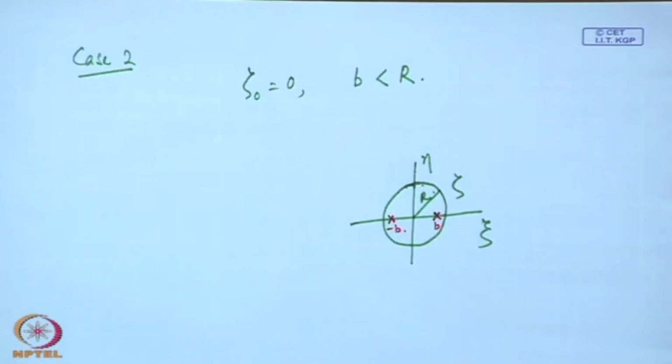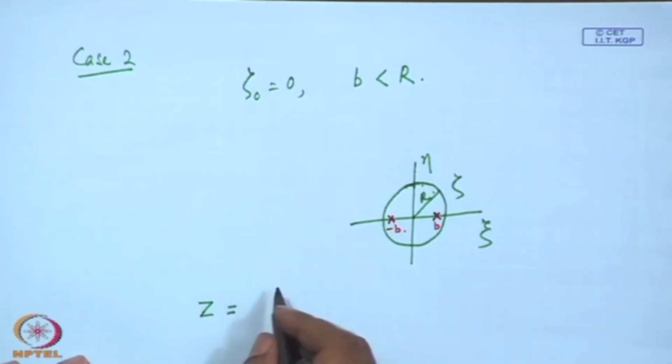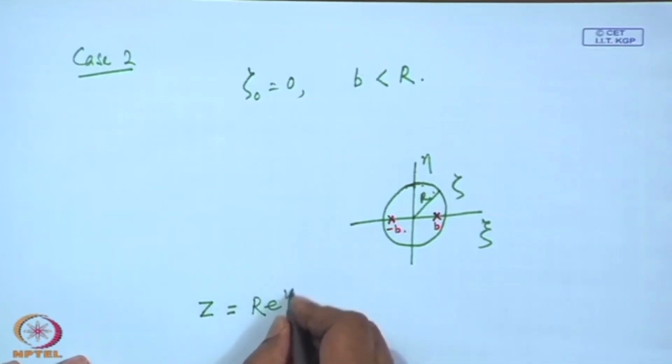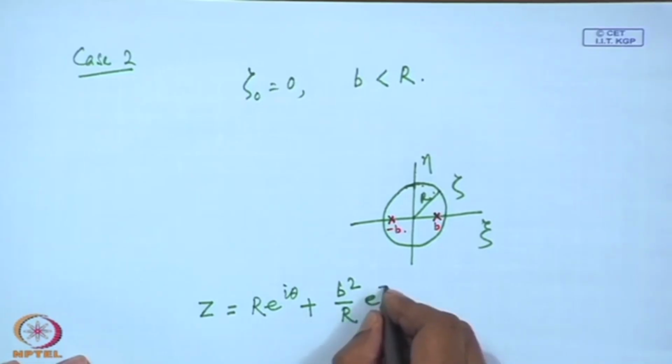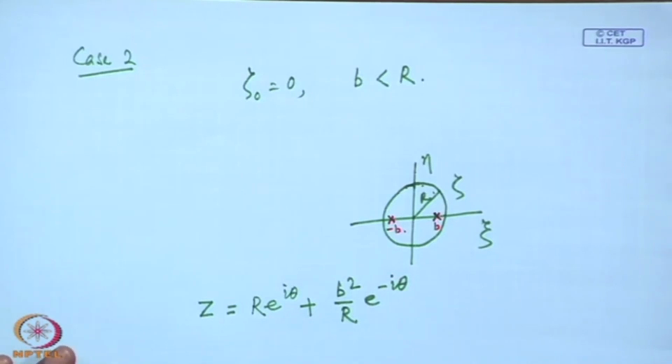What is this body now? Z equal to zeta plus b square by zeta. Zeta is r e to the power i theta on the surface of the circle. What is this?